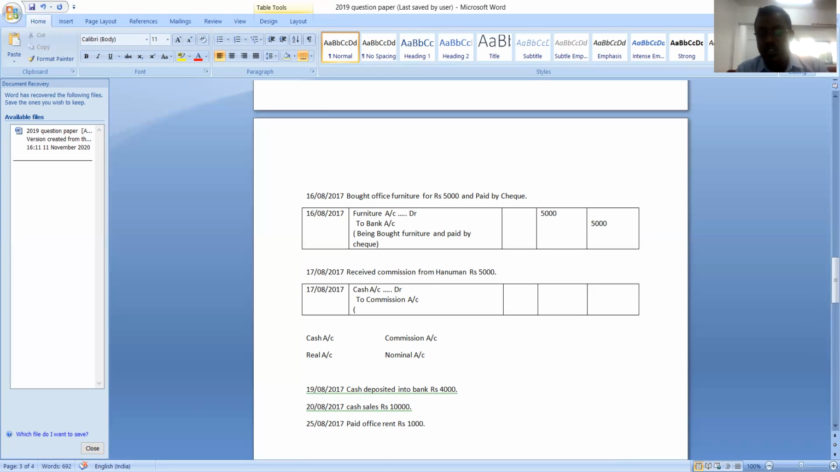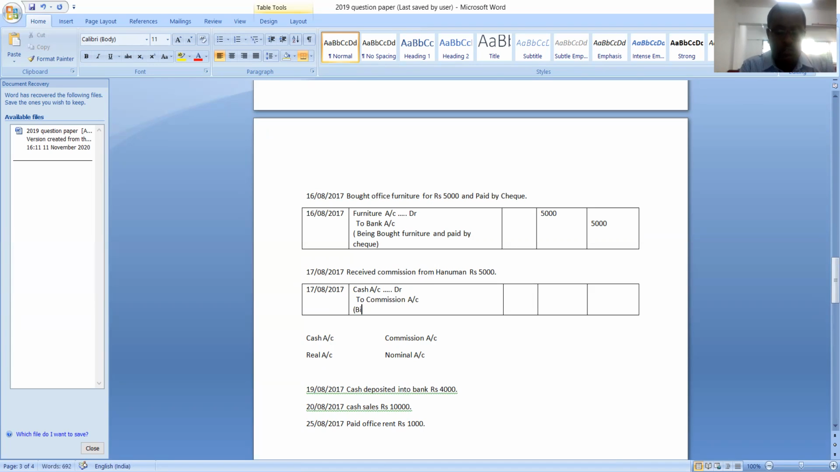Suppose if it is paid commission, we should pass reverse journal entry. The commission account should be debited and cash account should be credited. Here commission account should be debited when it is paid commission because commission becomes expense. So debit all expenses and losses, and cash account should be credited because cash goes out of the business. But here it is received commission, cash is coming into the business. Cash account should be debited. Commission account should be credited because commission is income.